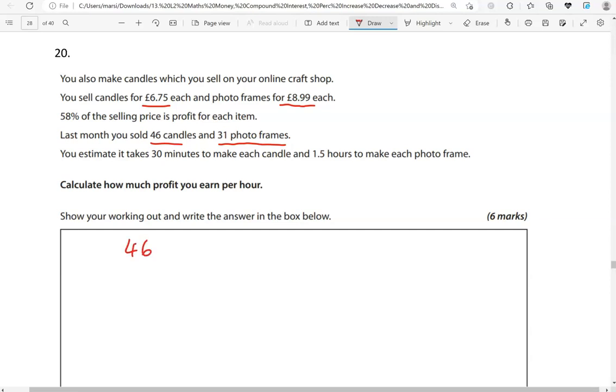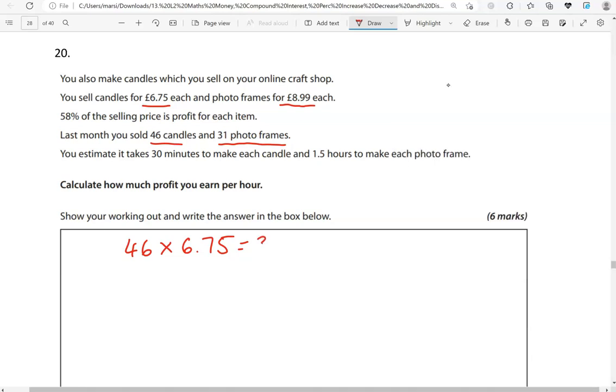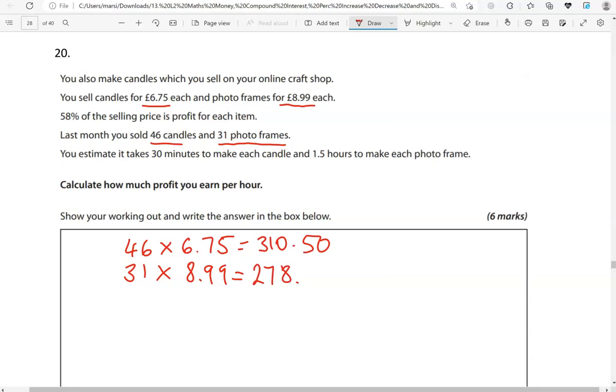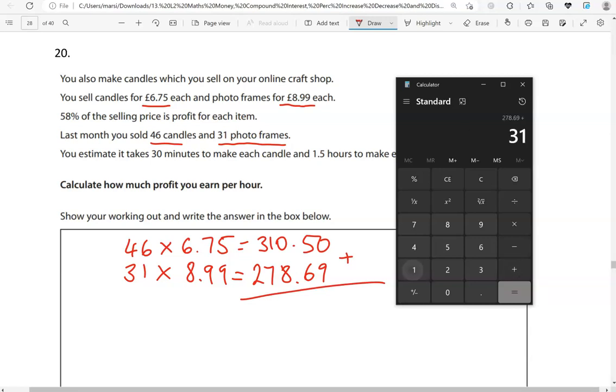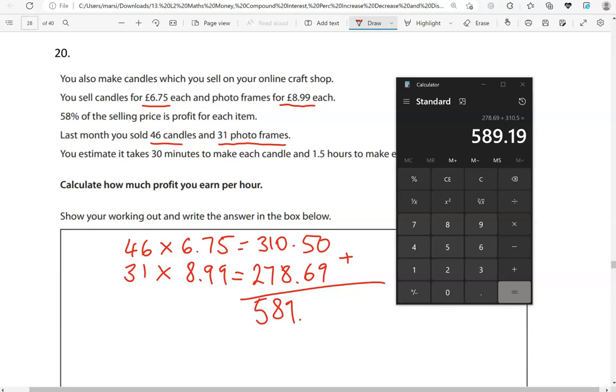So 46 candles sold at £6.75 is £310.50, and 31 photo frames sold at £8.99 is £278.69. So in total, that is £589.19.